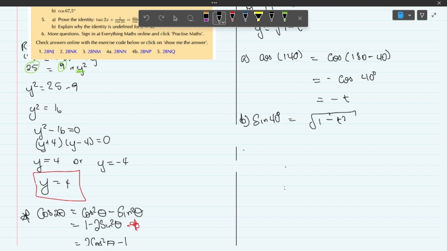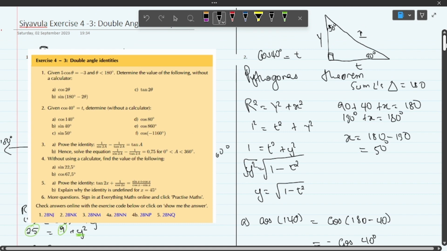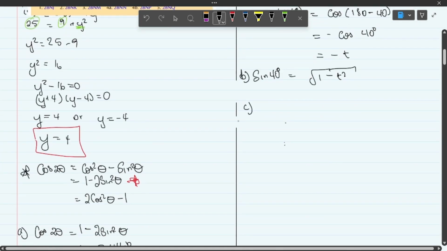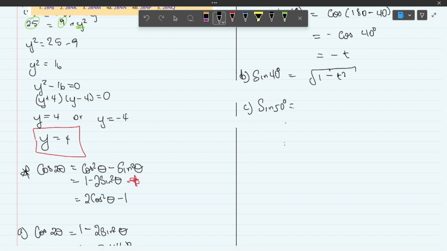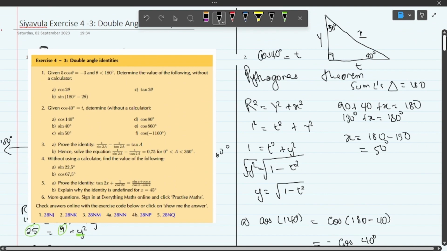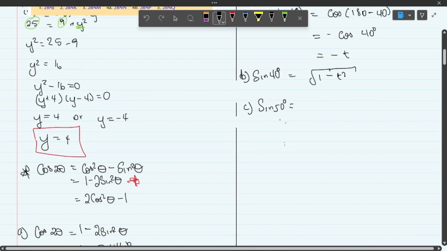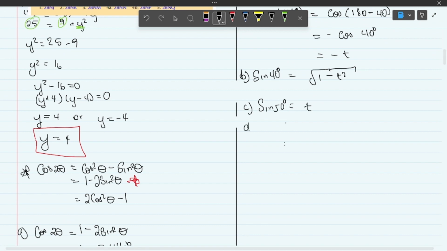Right, so number c says sine 50 degrees. So sine 50 degrees is going to be cos of 40 degrees, so it's going to be t. So sine 50 degrees is equal to t.